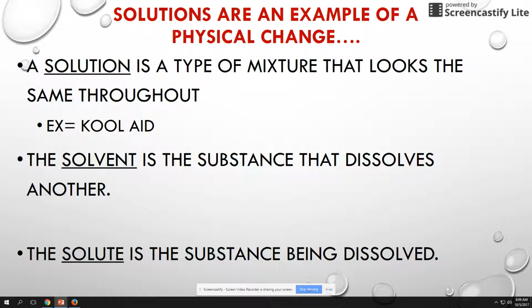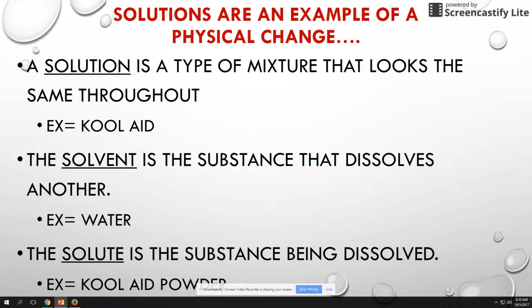The solvent is the substance that dissolves another. We talked about that the other day. We talked about how the water and the vinegar was the solvent because it dissolved the solids that we put in it. The solute is the substance being dissolved. Remember, we put the powders in the water, we put the sand in the water. Most of them dissolved. The only one that did not was sand. So that's called insoluble, that will not dissolve. Example, water for a solvent, and Kool-Aid powder is an example of a solute.